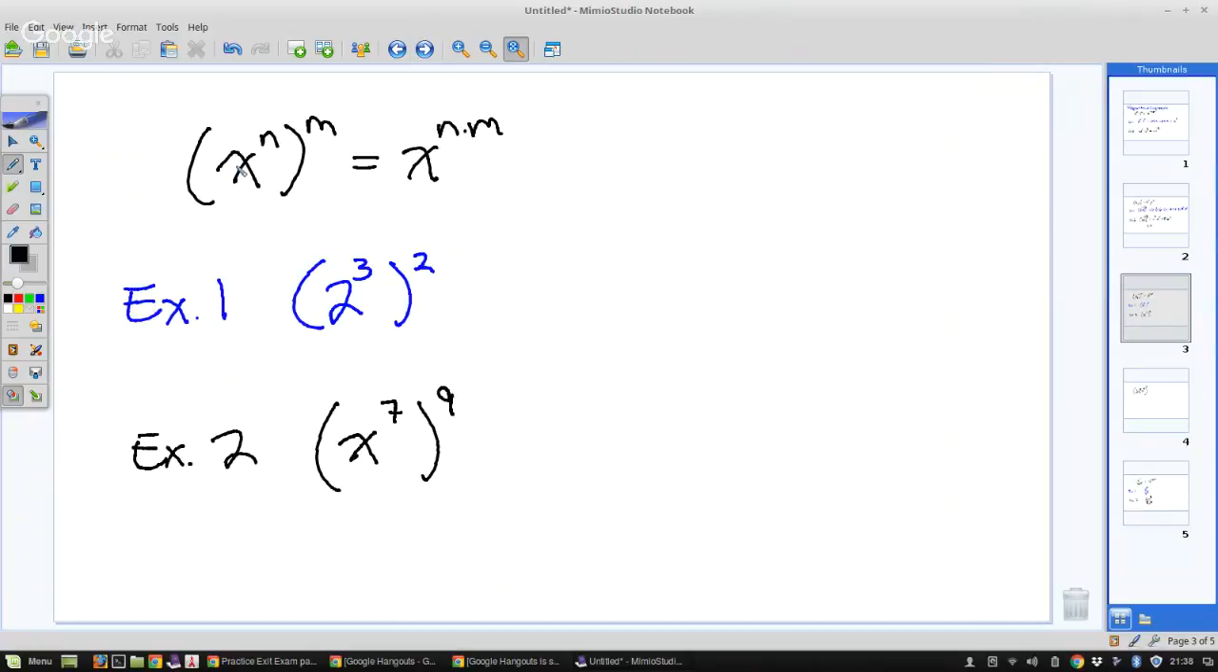Here, I have a slightly different version. I have a power to another power, and the rule there is you multiply them. So let's look at why with an example. So again, this 2 on the outside says write the base twice and multiply. Well, my base is the parentheses. There happens to be a 2 cubed inside.